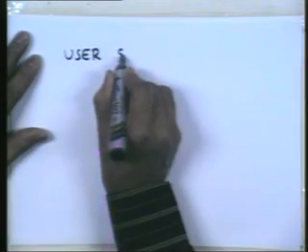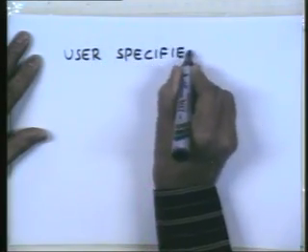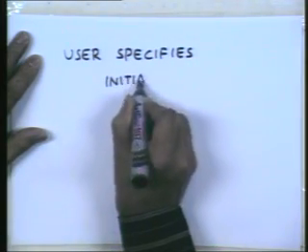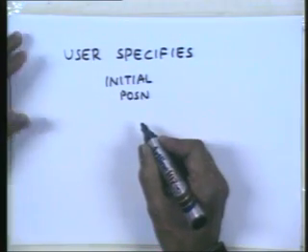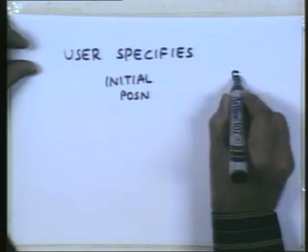So what rather would be convenient for the user is that the user simply specifies that you go through an initial position, and when I say position, he may specify the initial position and the velocity at that position and so on and so forth, and the final position.